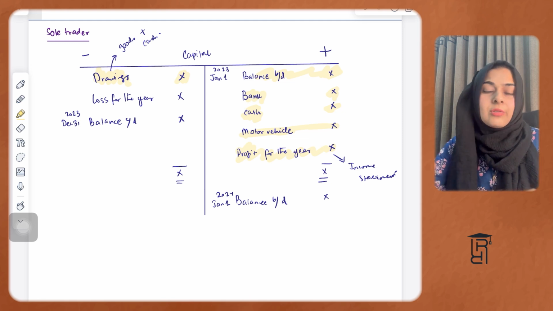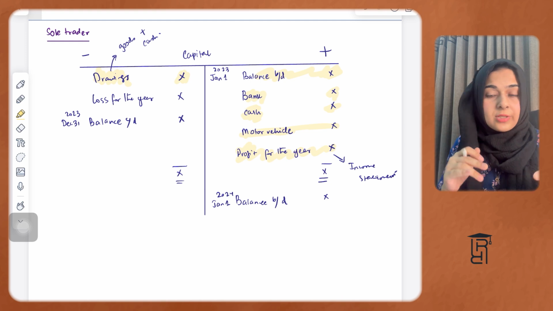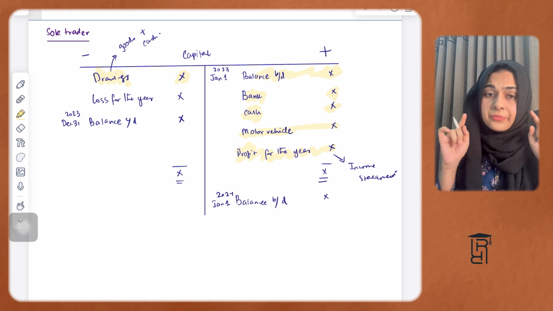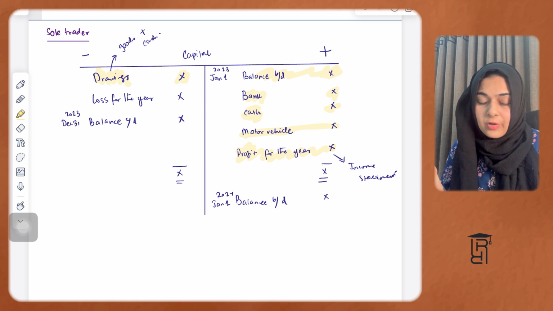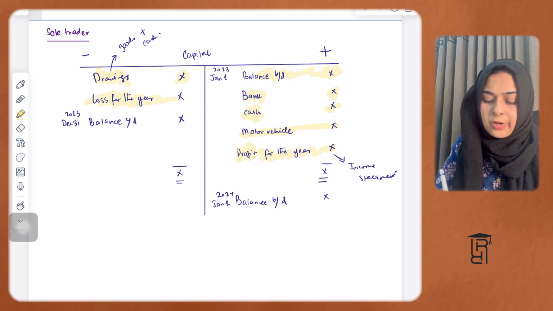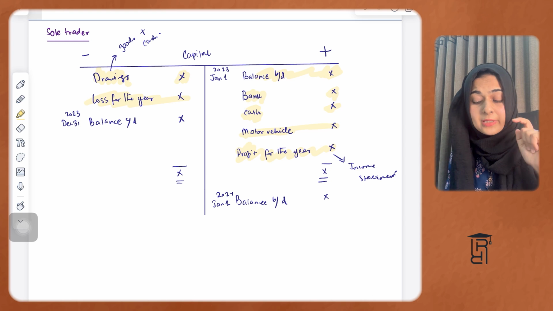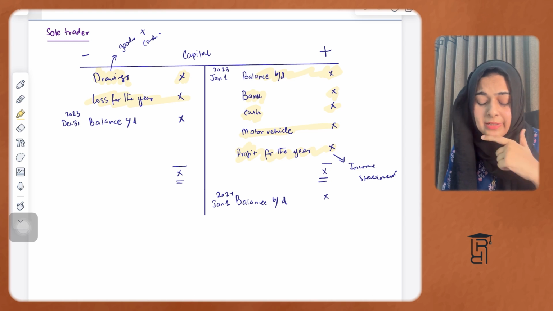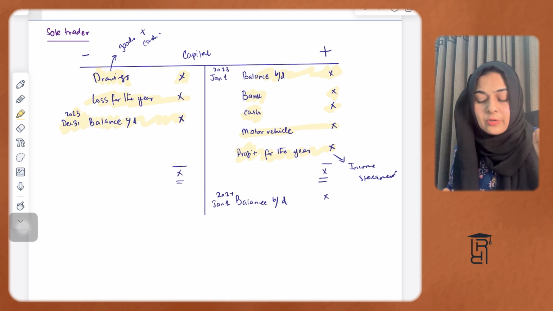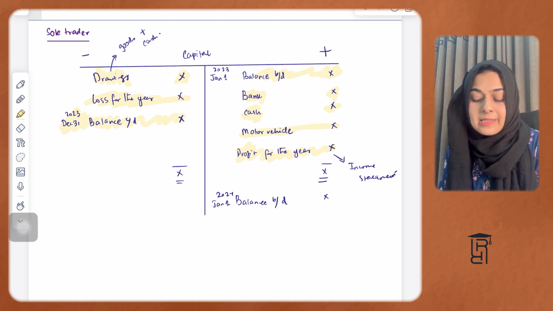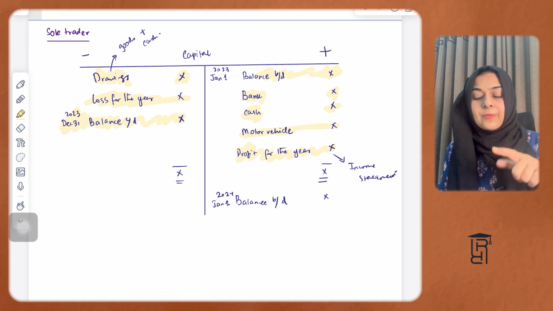There can be a profit or there can be a loss. Both of them cannot be together. So in one question, you can have profit for the year, or you can have a loss for the year. If you don't have profit, you will have a loss. So loss for the year will be recorded on the debit side of the capital account. That means capital will decrease because of loss for the year. Then we have a balance carried down, which is the closing capital at the end of the year. So capital at end is basically the balance carried down. So this is for a sole trader.